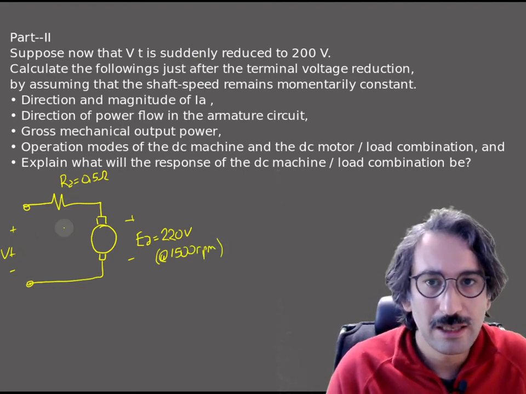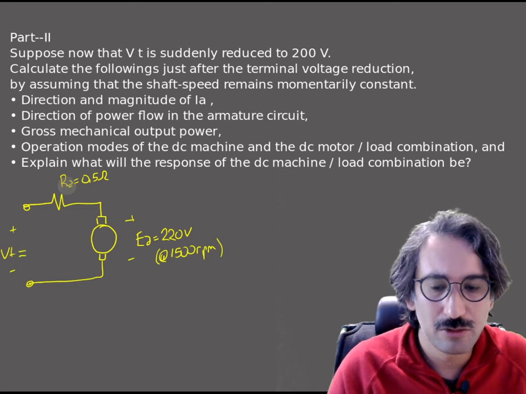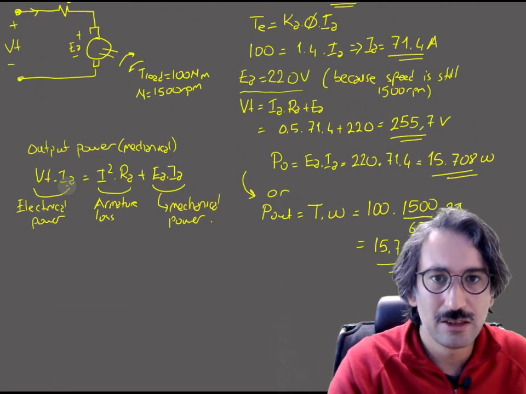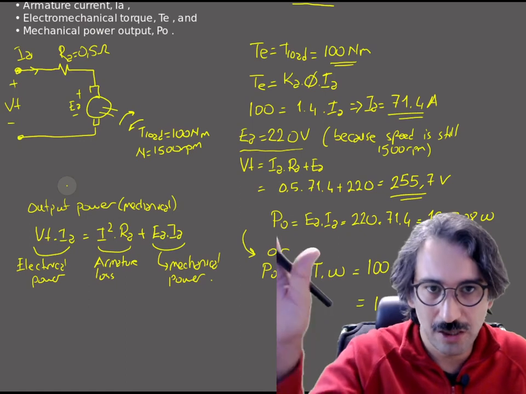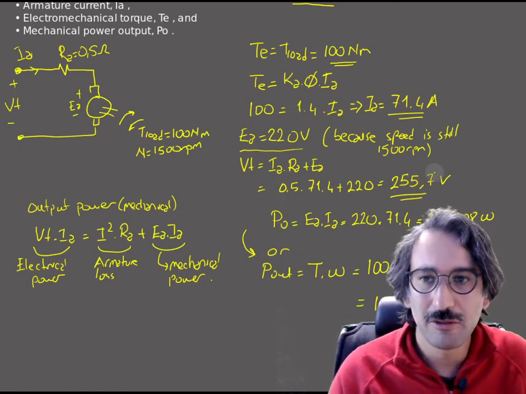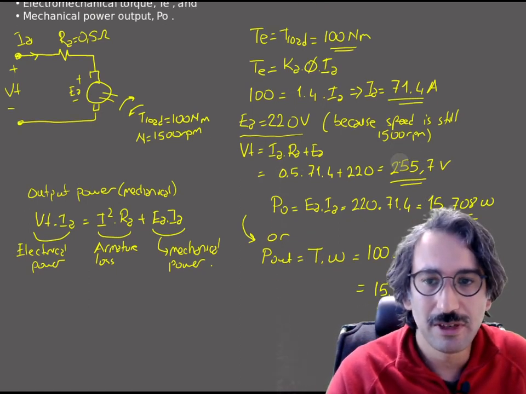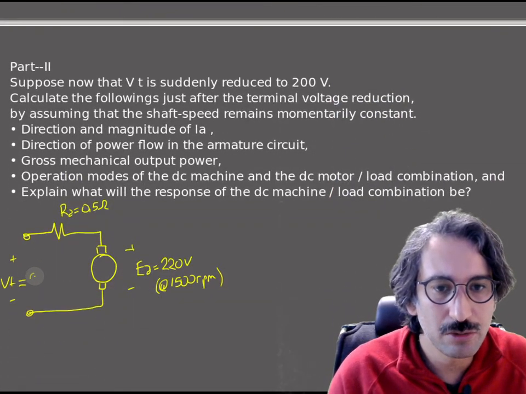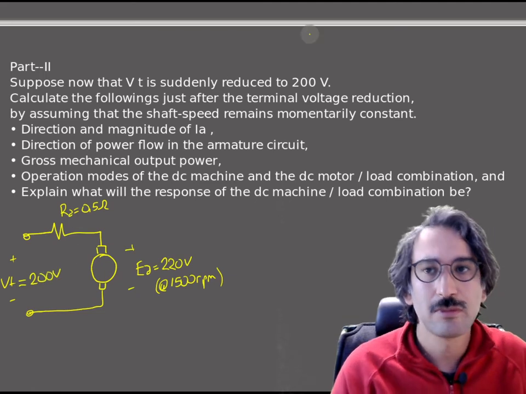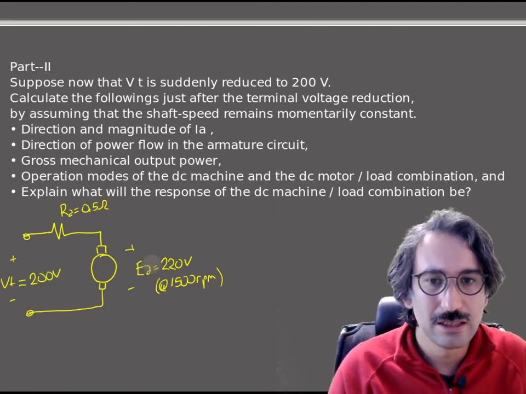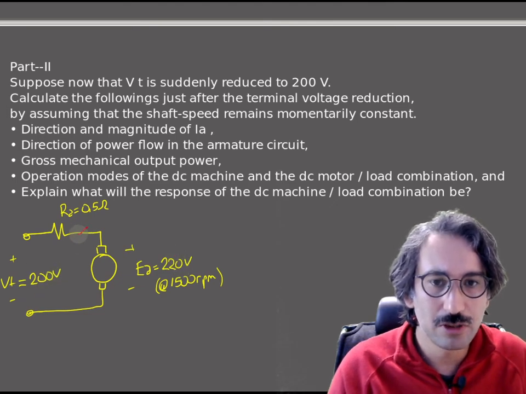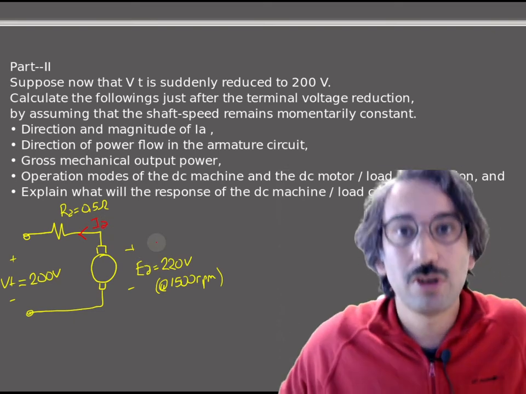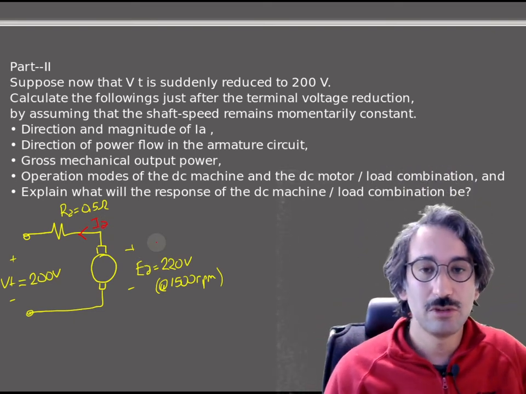So now, at that instant, previously it was going uphill, like our car is going uphill, and we were applying 255 volts, but now we reduce it to 200 volts. Of course, now you should see that our back EMF is larger than our terminal voltage, so the direction of the current is going to reverse, so our machine will get into the generating mode.